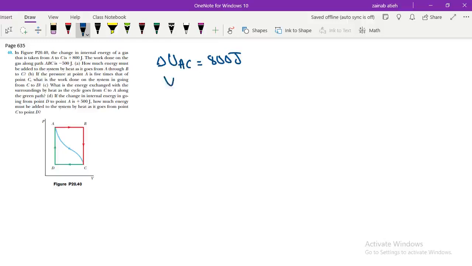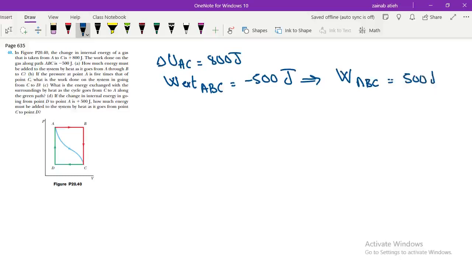So the external work on the gas during the path ABC is equal to minus 500 joule. So I will change it to the normal work done by the gas along ABC, which is equal to 500 joule. How much energy must be added to the system by heat as it goes from A through B to C? So he's asking me to find Q ABC.